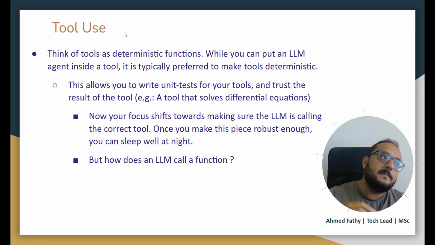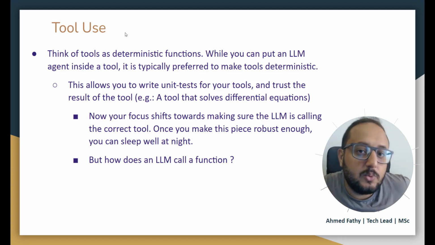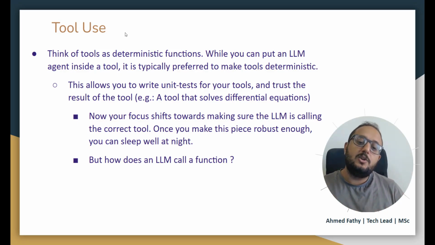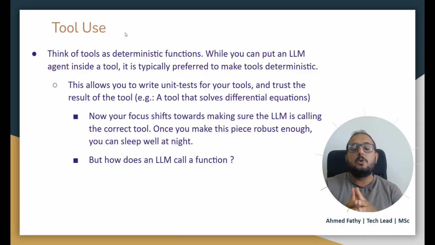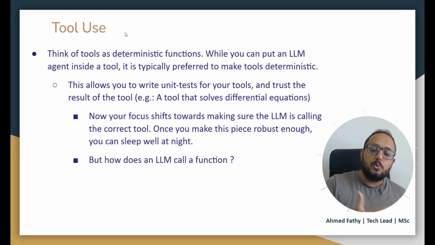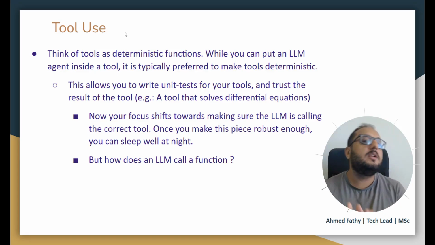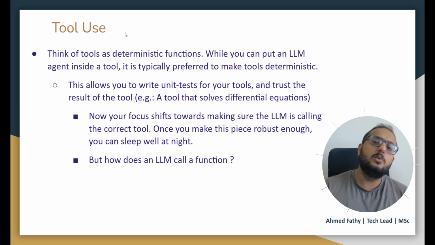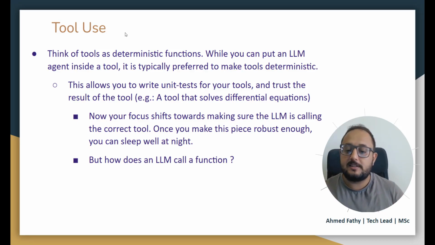For example, you can have an LLM that analyzes an image. This can be a tool, which is fine, but it is more preferred to make tools deterministic. This is because this allows you to write unit tests for your tools and test them properly and trust the tools. So now your focus shifts towards making sure that the LLM is calling the correct tool instead of being confused. Is the LLM really calling the correct tool, or is the tool that uses another LLM doing something wrong? If the tool is deterministic, you actually get better sleep at night, okay?